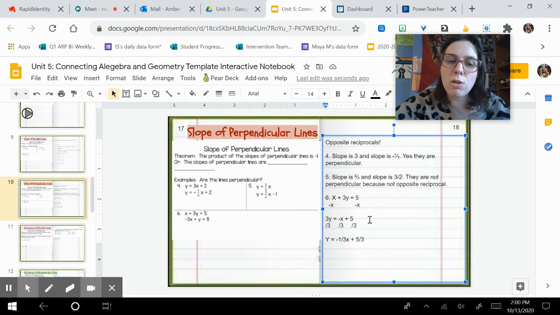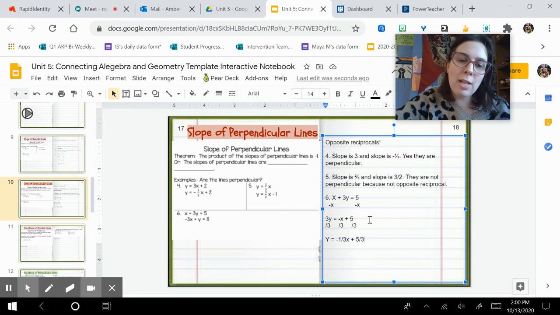So your job is to do the negative 3x plus y equals 8. Solve for y and see if they're opposite reciprocal. And if they are, they're perpendicular.